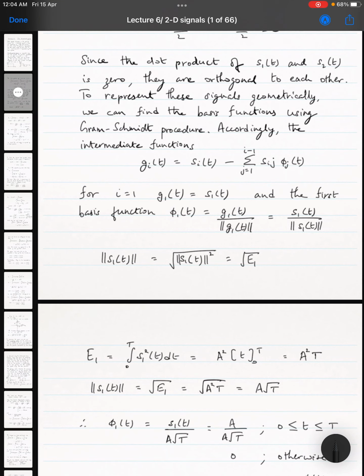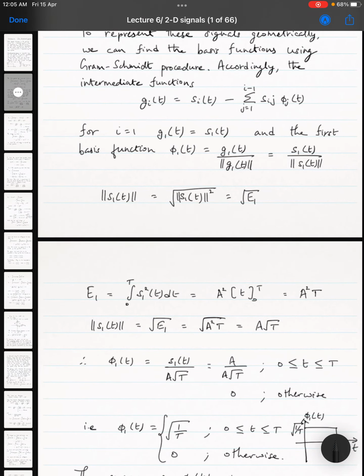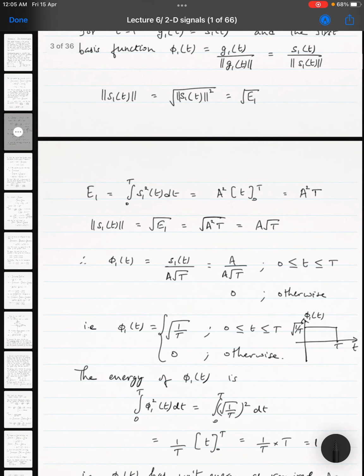So to calculate phi1 of t, we first compute g1 of t, which is the intermediate function, and from g1 of t we can calculate the first basis function phi1 as g1 of t divided by the norm of g1 of t. And how to calculate g1 of t? It's by this expression, as we are familiar from the Gram-Schmidt procedure. So when we compute the denominator term here, the norm, we get it as the square root of the energy of the signal S1 of t, and then we can compute the energy of the signal S1 of t, which we call E1, and we get that as A root t.